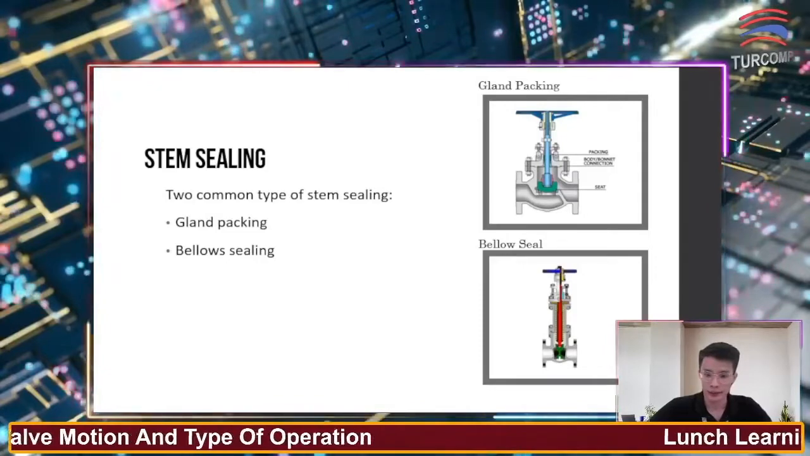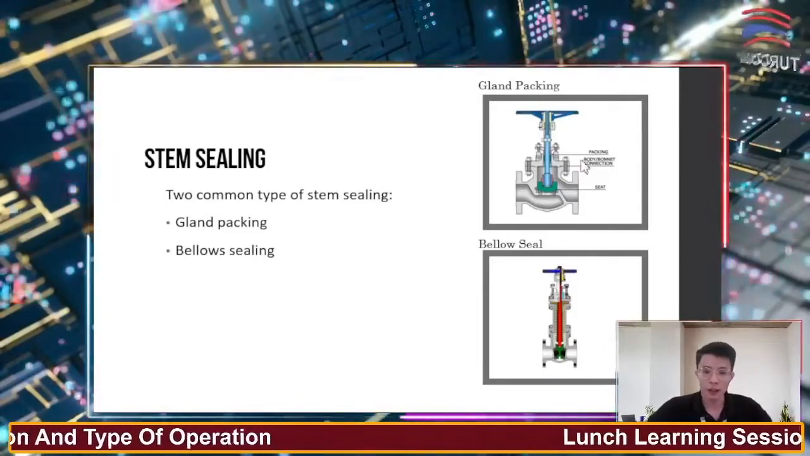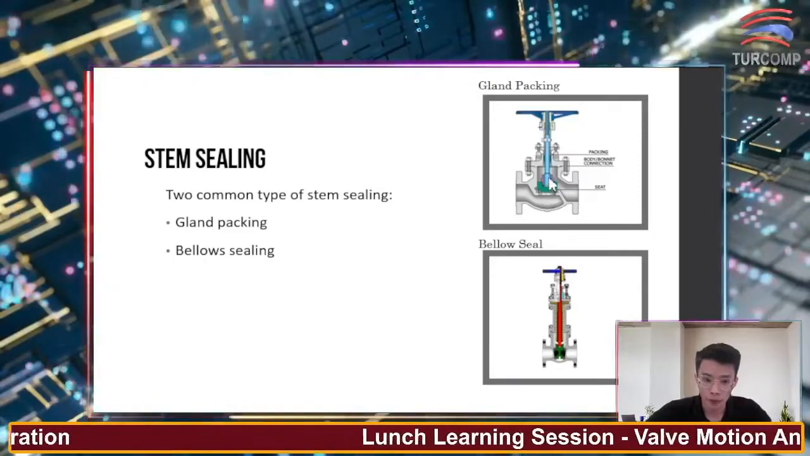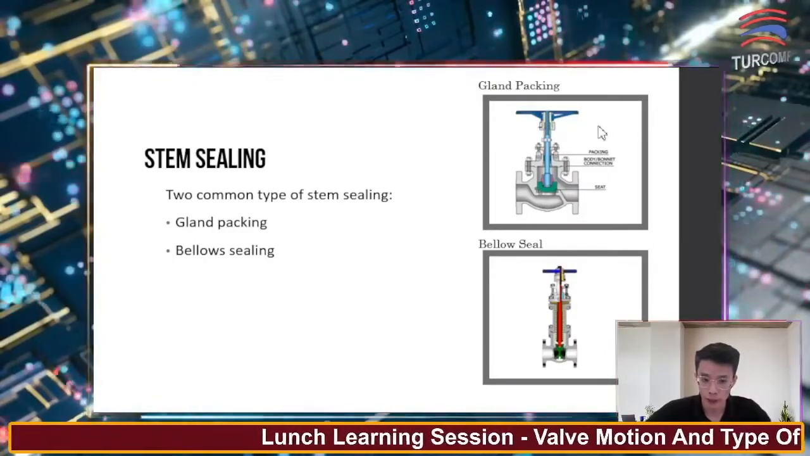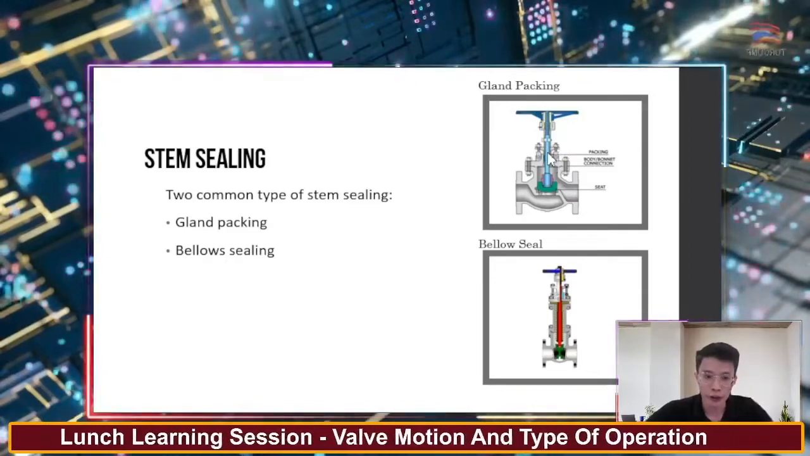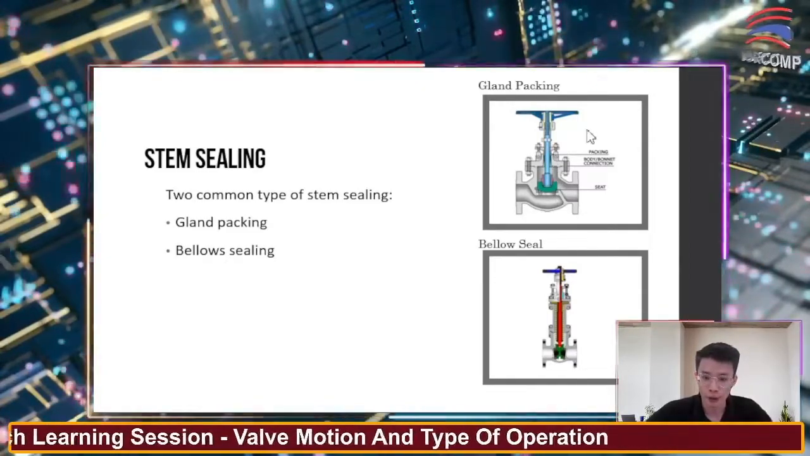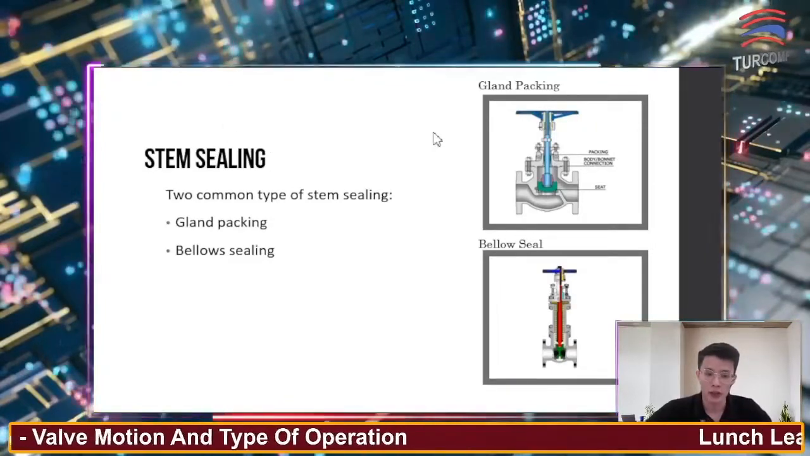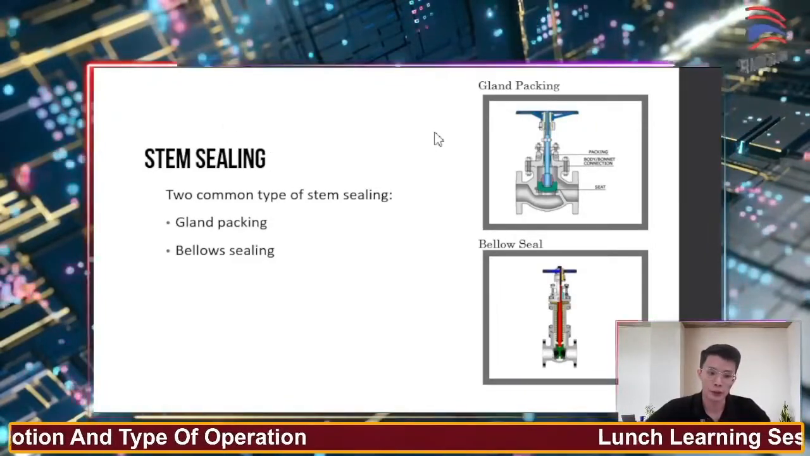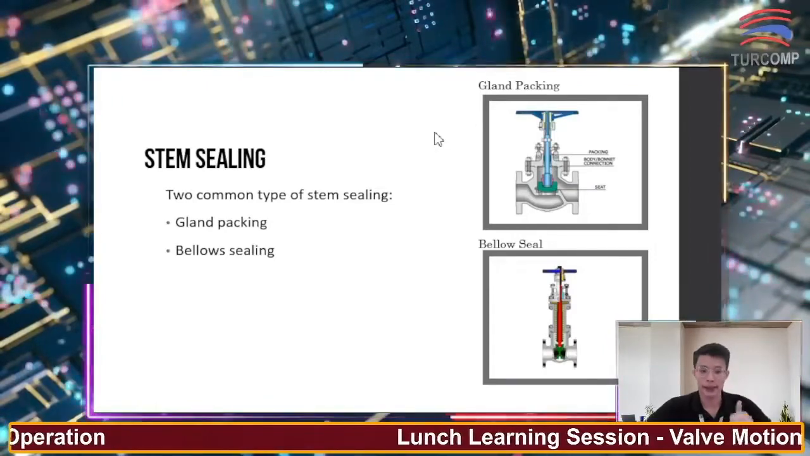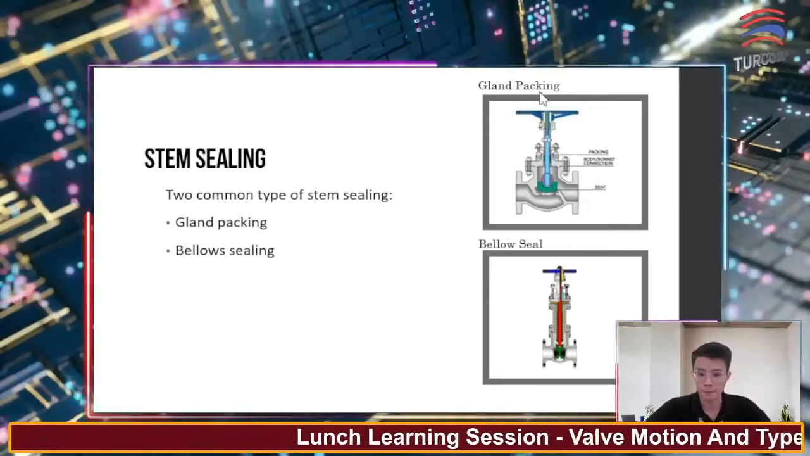Next is stem sealing. In order to prevent the leakage of the process medium from inside of the valve to the outside, we normally need a sealing around the stem area to prevent the fluid from coming out. This is what we call stem sealing. For stem sealing, normally there are two common types of design. One is the clamp packing, and another one is the bellows sealing.